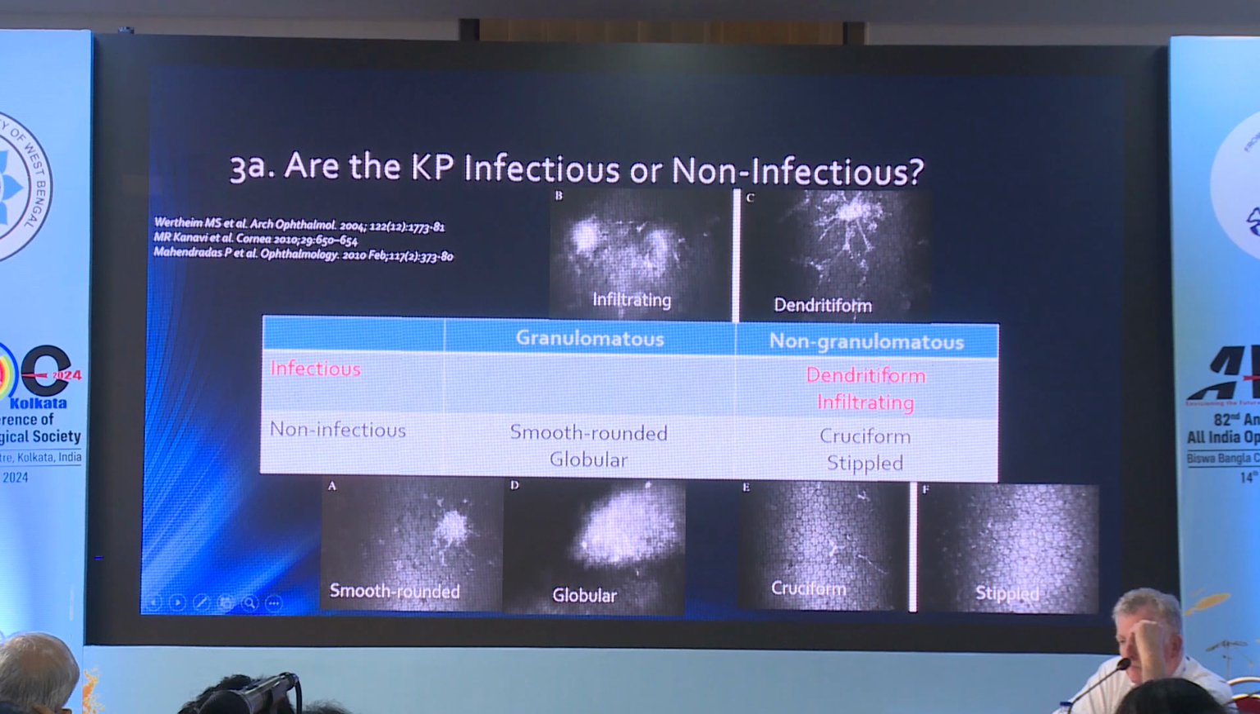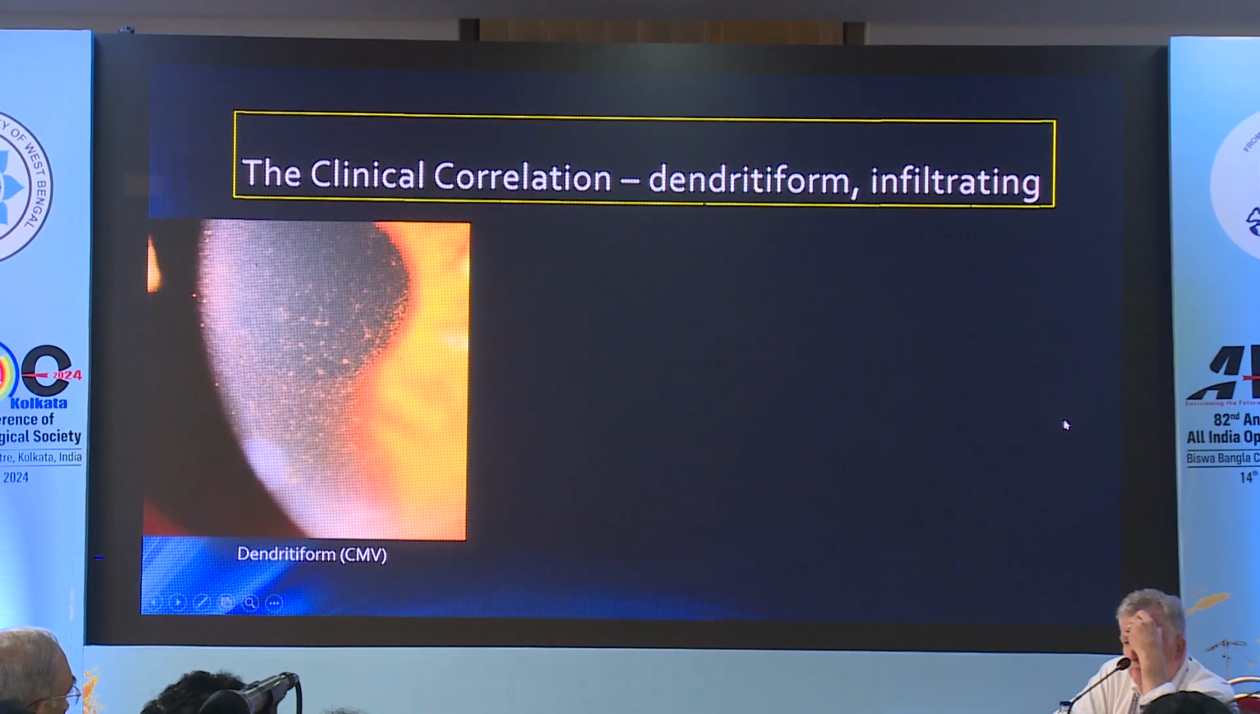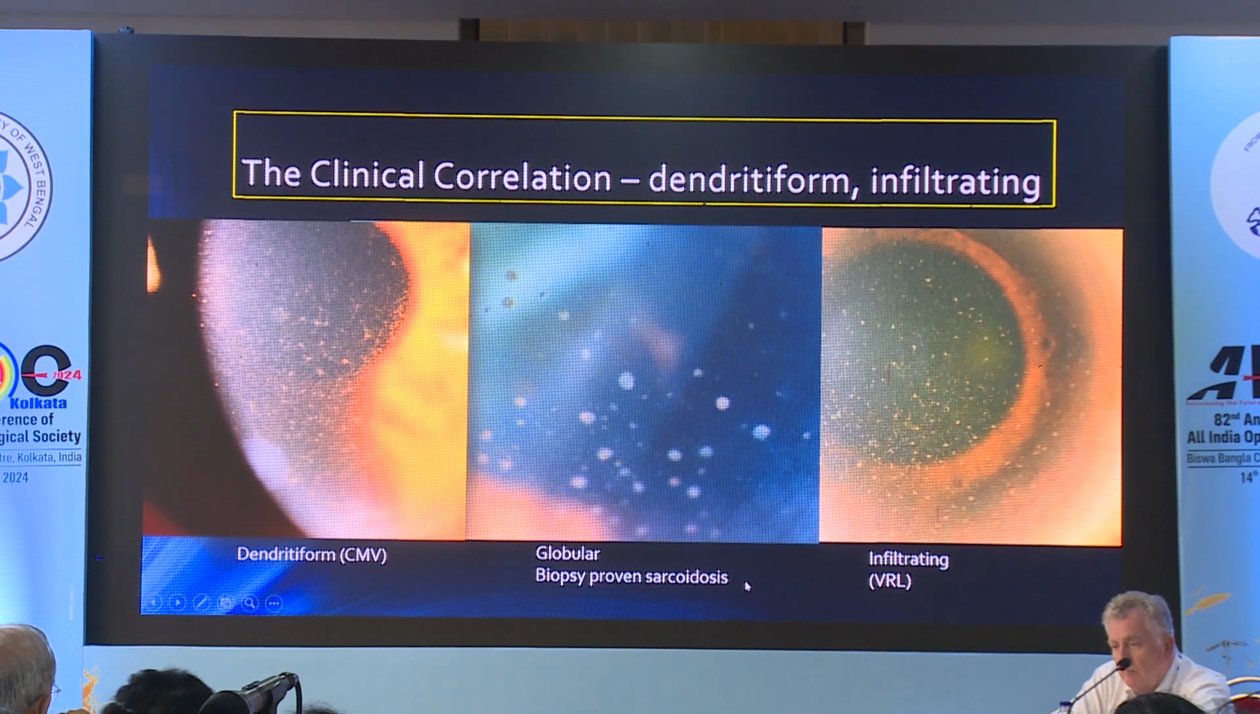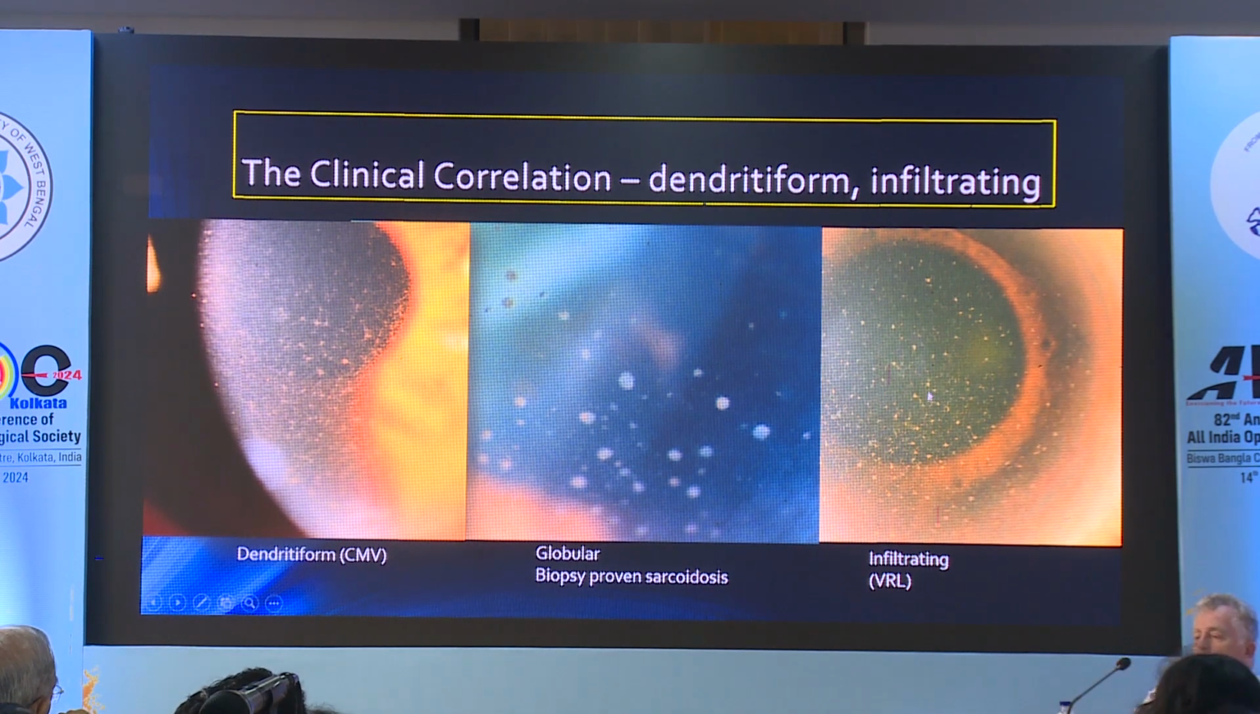Typically, infectious KP look either dendritiform or infiltrating as compared to non-infectious, which look more smooth and globular, and others may be cruciform or stipple. So is there a clinical correlation with this? When we look at the patient clinically, you can see this is dendritiform, and this patient was CMV positive. This was globular, and this was biopsy-proven sarcoidosis. And this, interestingly, is infiltrating, you can see little streaks coming out from the KP, and this was vitreoretinal lymphoma.